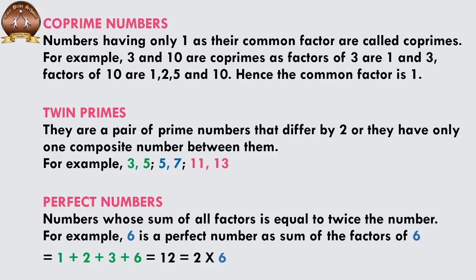What are perfect numbers? Perfect numbers are the numbers whose factors, when we add them, give us a number which is twice the number. For example, 6 is a perfect number. How? The sum of factors of 6 is 1 plus 2 plus 3 plus 6, as we know that 1, 2, 3 and 6 are the factors of 6. When we add them, we get 12, and 12 is equal to 2 into 6. 6 was the number, and when we multiply it by 2, we get 12, which is the sum of its factors. So we call 6 a perfect number.